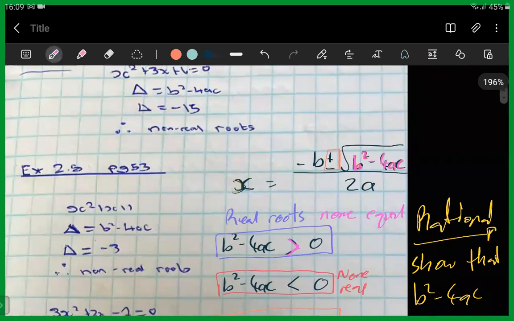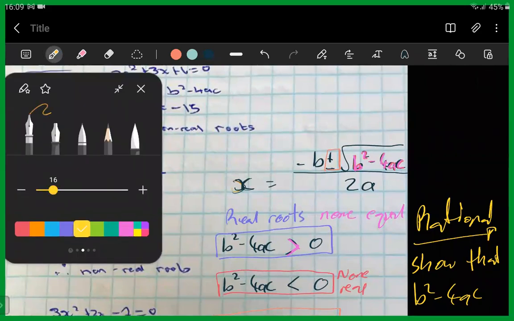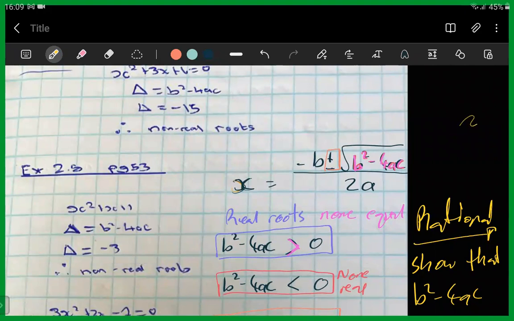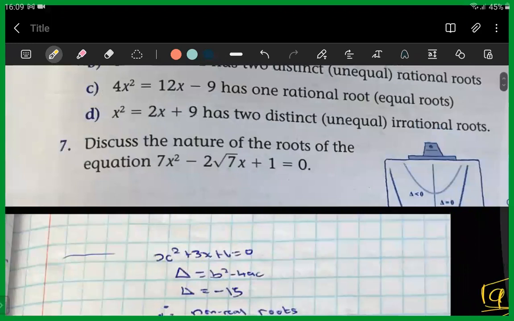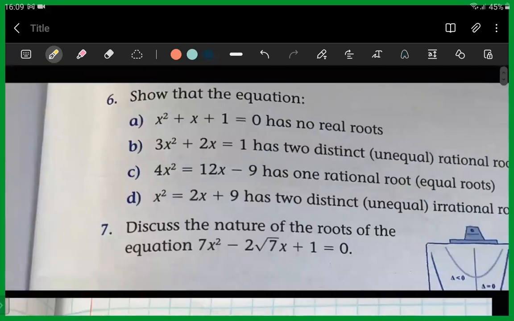Because remember, the simple definition of a rational number is a number that can be written in the form a over b, meaning you can at least write it as a fraction. That's something I believe you also remember, right?